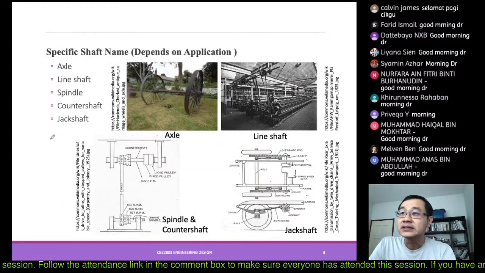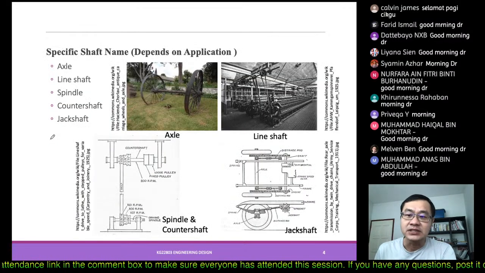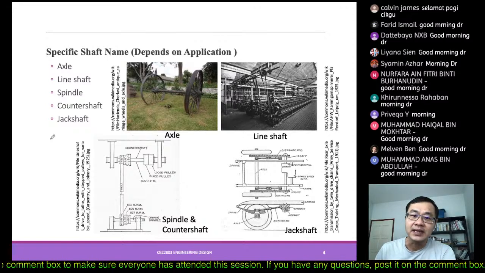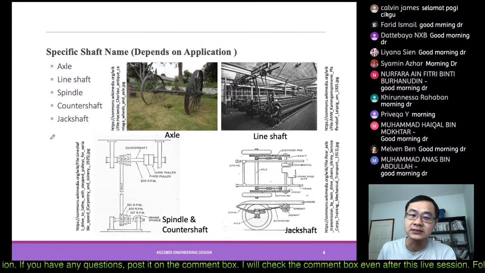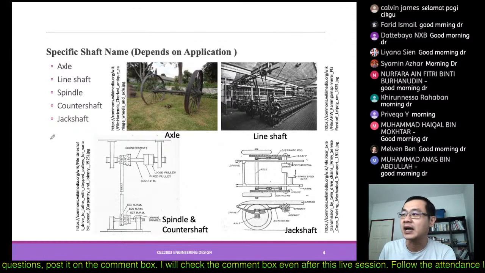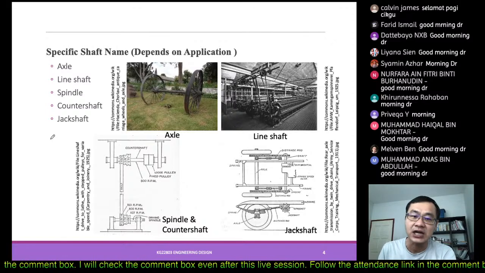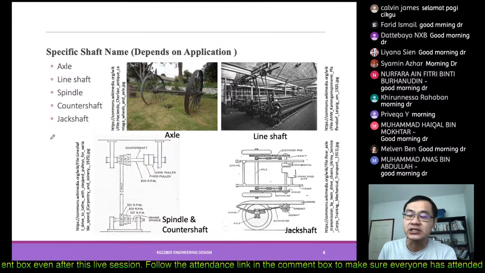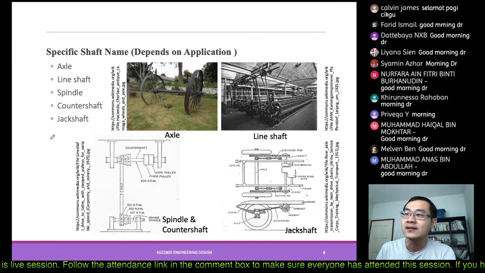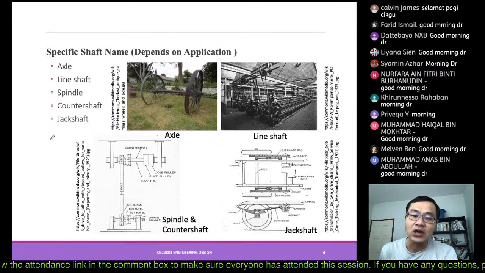The general name is shaft, but there are some specific names, such as axle, you have heard about the car axle, and also the line shaft, spindle, counter shaft, and jack shaft. They are named depending on where they are applied.